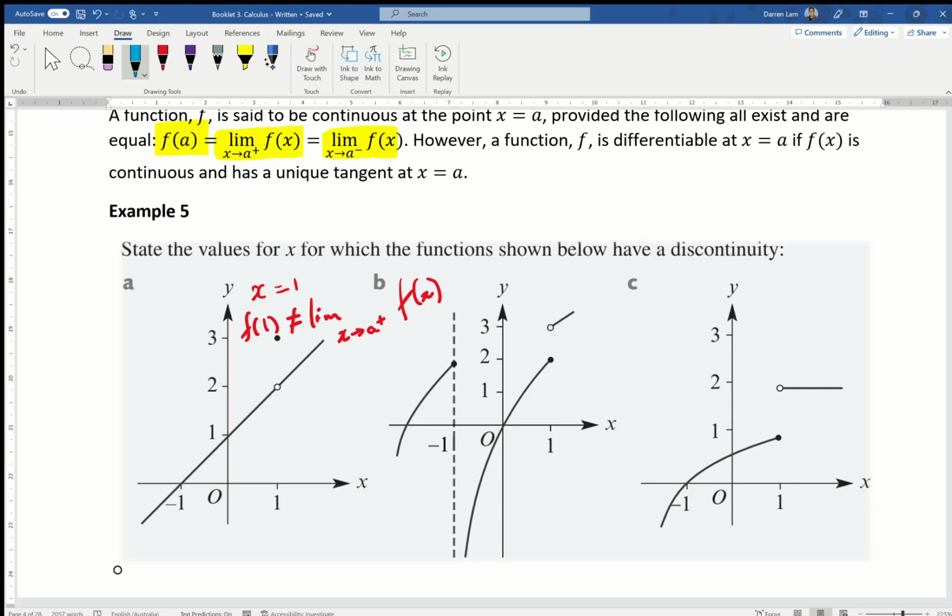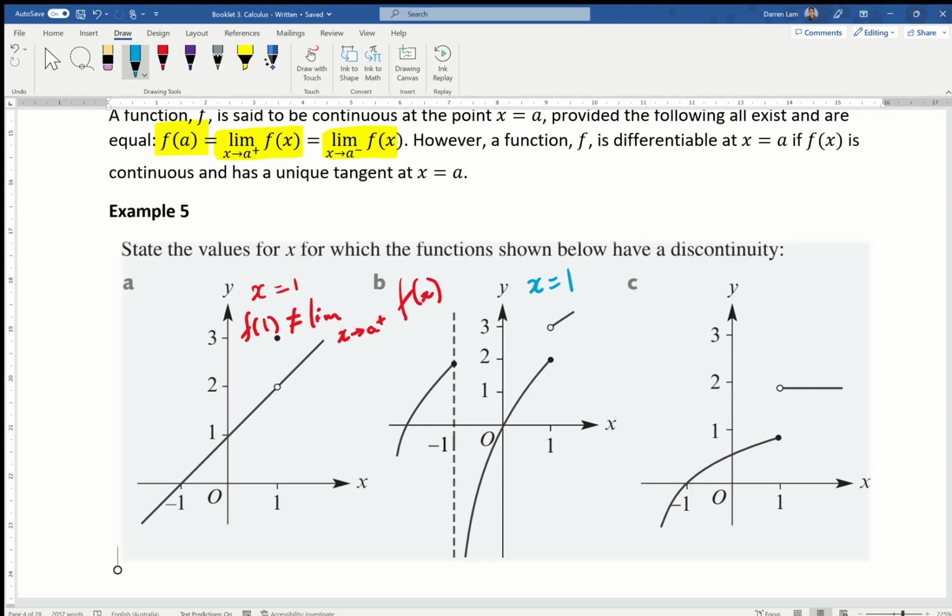Okay. In this example here, on B, there are 2 points of discontinuity. Of course, the obvious one is this one right here, at x equals 1. Without me writing it down, why is x equal to 1 a discontinuous point? At x equals 1, f of 1 would equal what? 2, right? That's what my graph tells me. At x equals 1, f of 1 would equal 2.